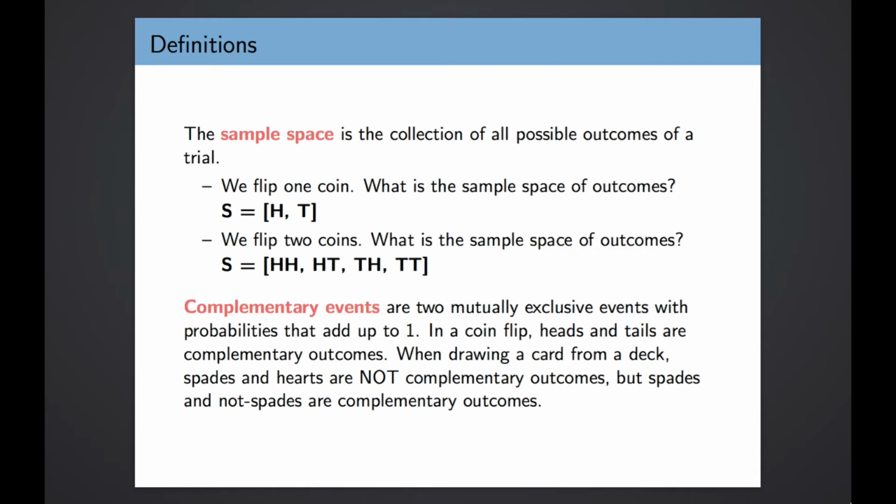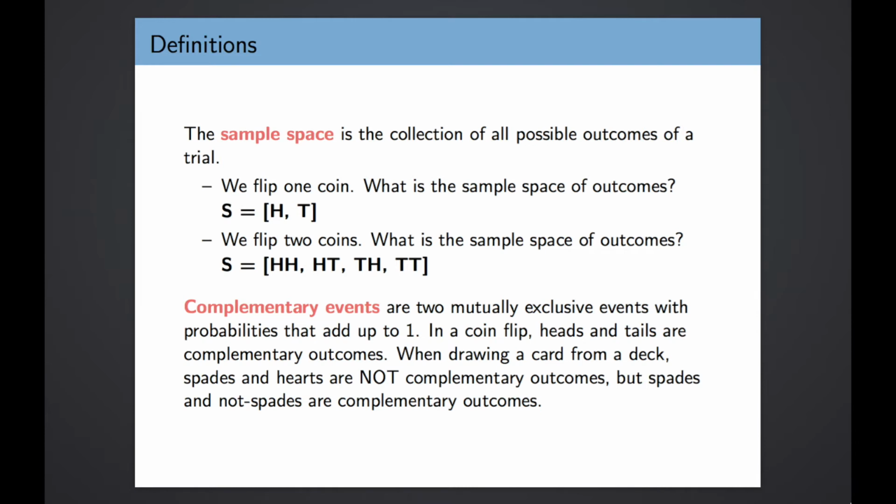So, returning once again to our coin flip example, the sample space of an outcome of a single coin flip is heads and tails. Those are all of the options that could happen in that coin flip. If I flip 2 coins, the sample space is heads and heads, heads and tails, tails then heads, tails and tails.